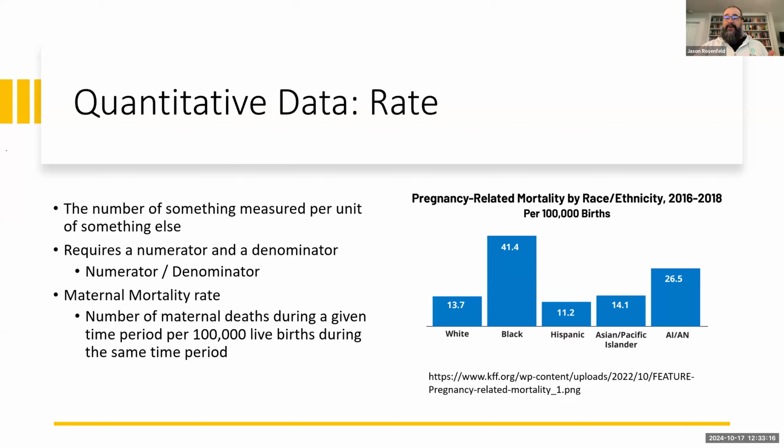And when we think about it with maternal mortality, it is the number of maternal deaths during a time period per 100,000 live births over that same time period. And does anybody know why we use this number 100,000 when we're looking at usually like maternal mortality or infant mortality or otherwise? Why do we do this 100,000?